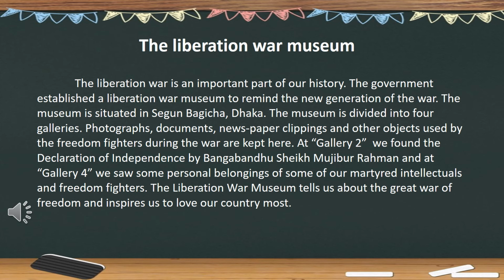The museum is divided into 4 galleries. Photographs, documents, newspaper clippings, and other objects used by the freedom fighters during the war are kept here. At Gallery 2, we found the Declaration of Independence by Bangabandhu Sheikh Mujibur Rahman, and at Gallery 4, we saw some personal belongings of some of our martyred intellectuals and freedom fighters. The Liberation War Museum tells us about the Great War of Freedom and inspires us to love our country most.